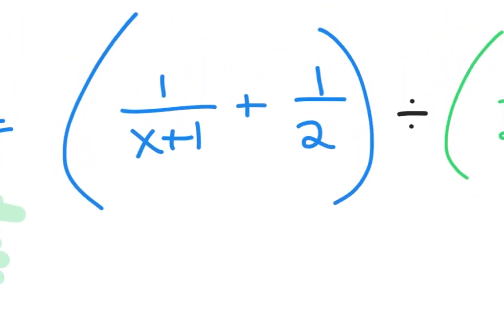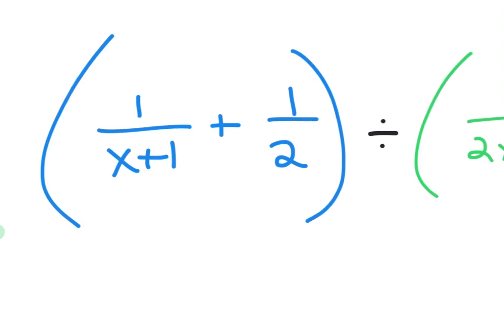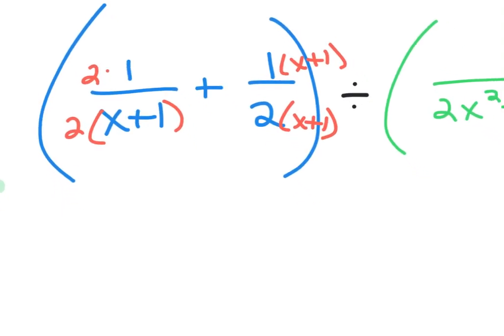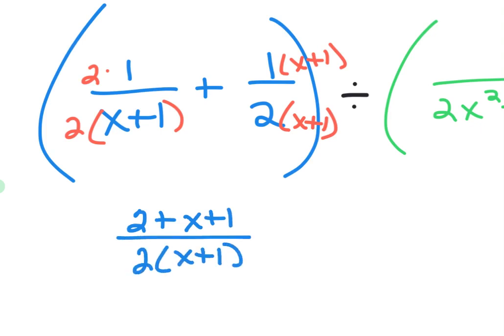So I'm going to look at the 1 over x plus 1, and my common denominator here would have to be 2 times x plus 1. And what I end up with then in the blue is 2 plus x plus 1 over 2 times x plus 1. I know I can simplify that numerator by combining like terms, but this is where I am right now, so I'll do that in a minute.